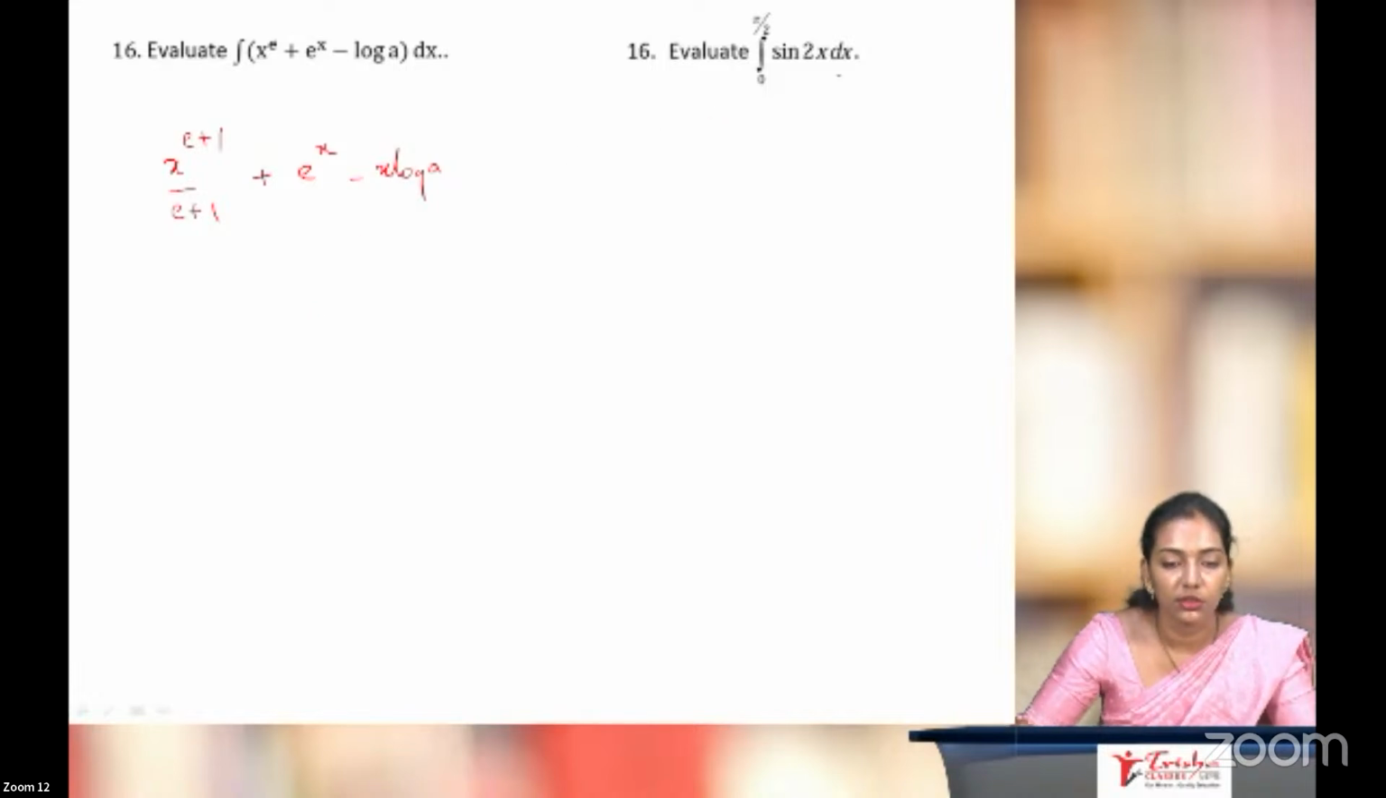Next. Sine 2x. Here also, this is just a homework problem. Just simplify this, putting the limits. Okay. Next.